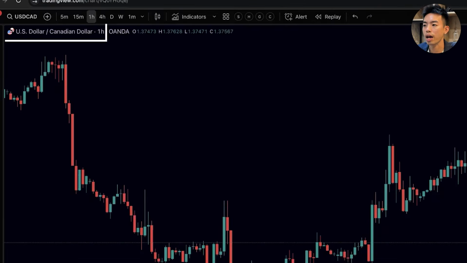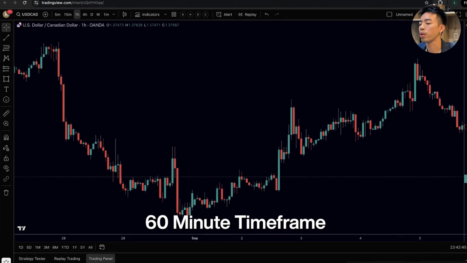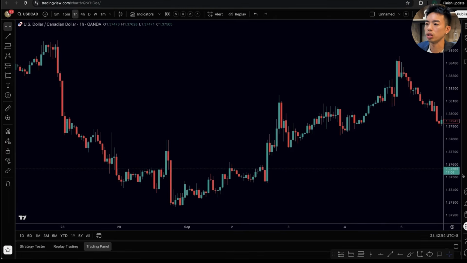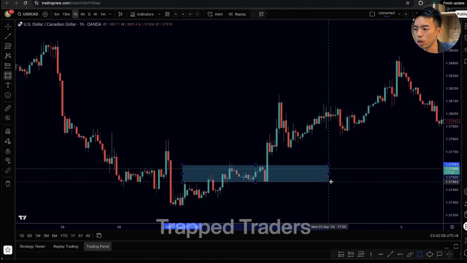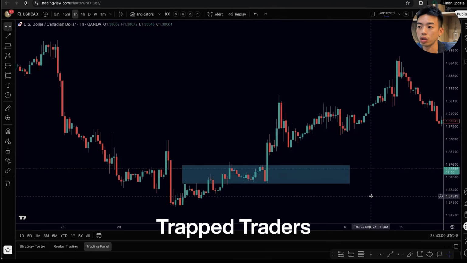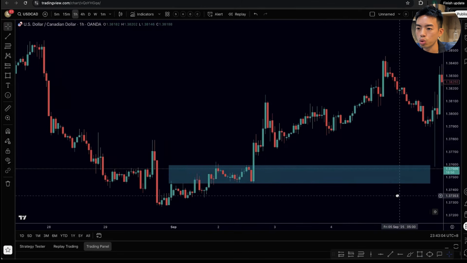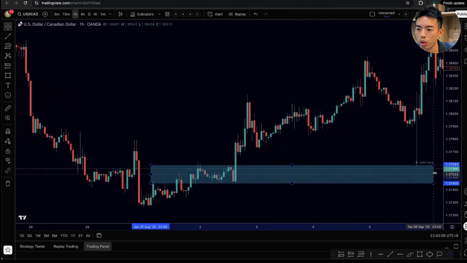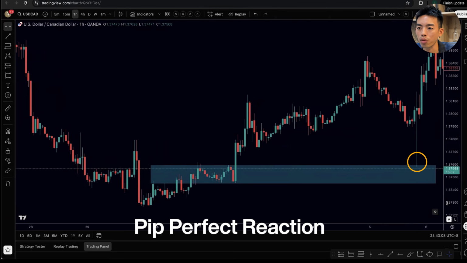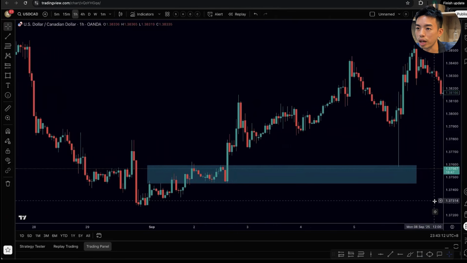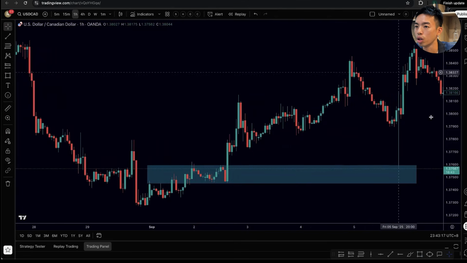Right here, what we have is the dollar CAD pair on the 60-minute time frame. And I want to draw your attention to this area right here. Now, this area right here is what we call an area where traders are trapped. And if I extract that area out to the right-hand side, you can see we actually have a pip-perfect reaction of that area, which resulted in a move towards the upside. Okay, we did not have any drawdown, we touched that area and go.